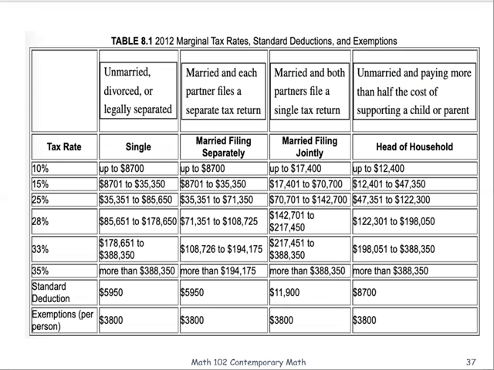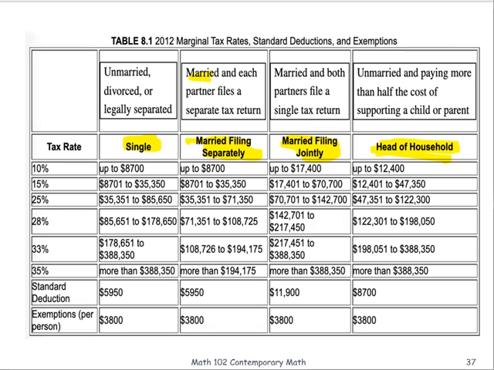This is a table that we're going to use based on your status. Either you are single, married filing separately, married filing jointly, or head of household. For single, you could be unmarried, divorced, or legally separated. Married filing separately means married and each partner files a separate tax return, and so forth.